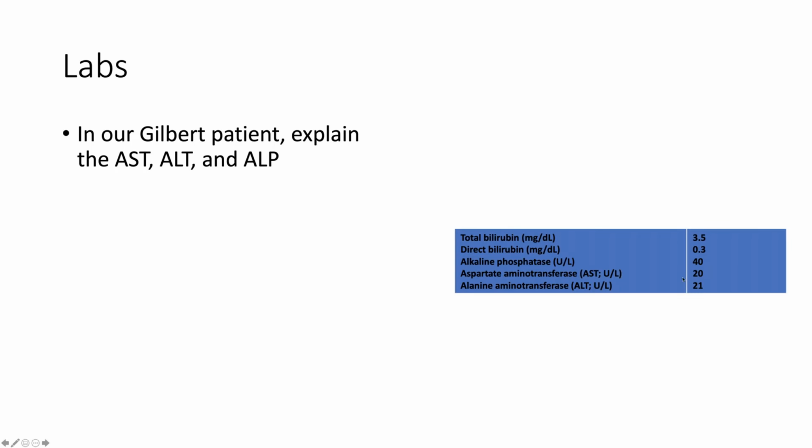So I loved your reasoning, right? You were like, it's a problem with conjugation, so you wouldn't expect the AST and the ALT to be elevated. That's great. But also remember that the alk phos wouldn't be elevated. You could use similar reasoning, but the reasoning that I think would be more precise is to say you don't have biliary obstruction, or bone formation, or the placenta, so you don't have alk phos elevated.